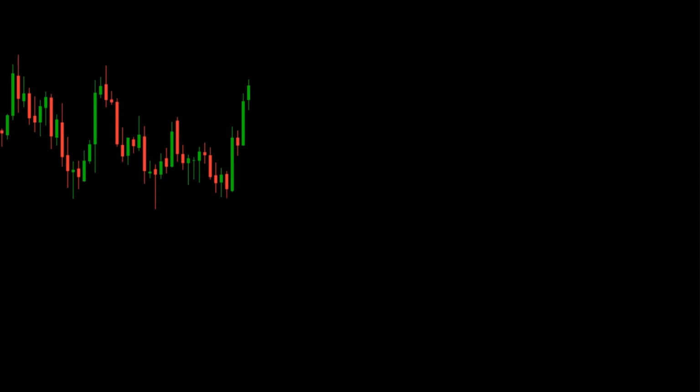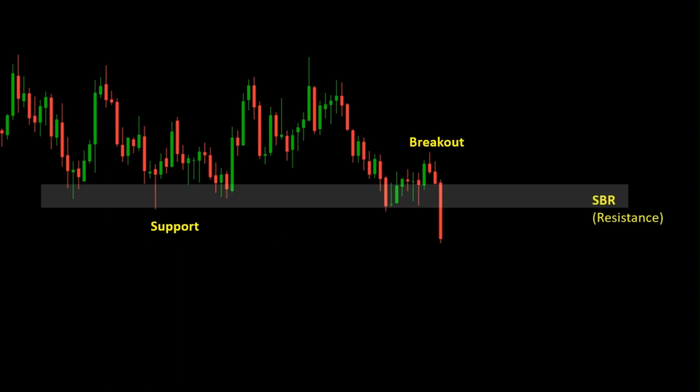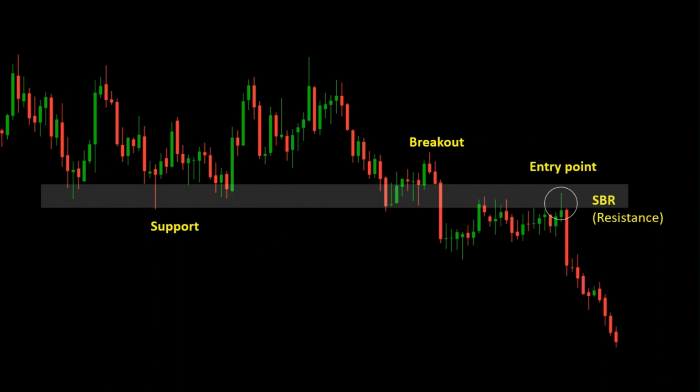When the support is formed and the price breaks below the support level, this support now acts as an SBR level after the breakout. Now wait for the market to pull back to the SBR level, and after a sign of rejection, we can enter the sell position because of potential downward movement. As we can see, the price made a significant downward movement from our entry point.